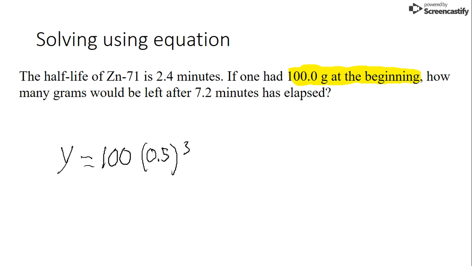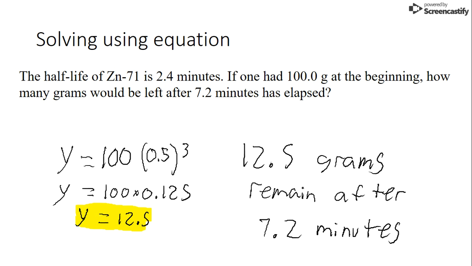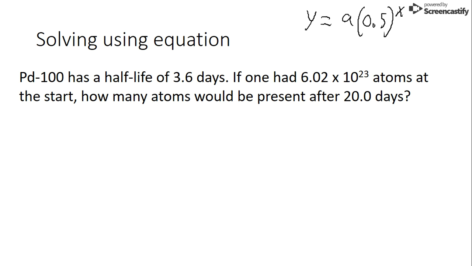Then we look at the beginning grams, which is 100, and we plug it in for A, and then we just solve. 0.5 to the power of 3 is 0.125, and then 100 times 0.125 is 12.5, which means y equals 12.5. So the answer to this is 12.5 grams remain after 7.2 minutes. So now you try solving with an equation.